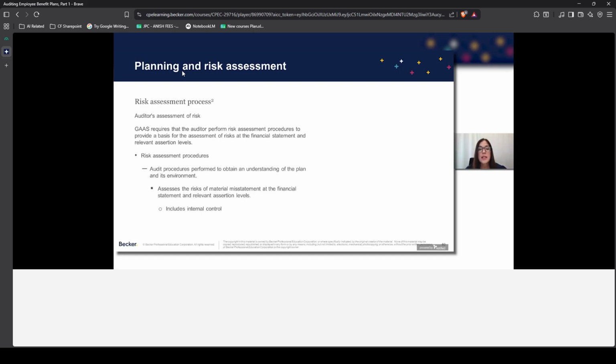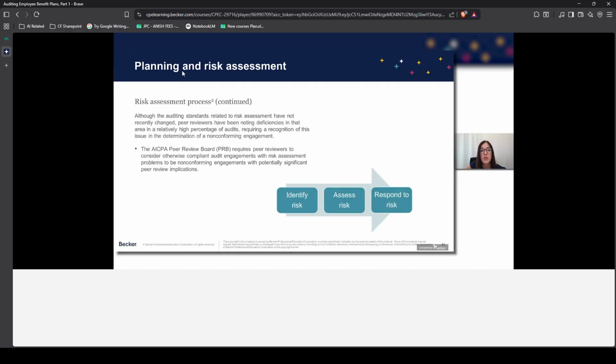With the risk assessment procedures, we're performing procedures to obtain an understanding of the plan and its environment. One of the reasons we do that is, again, to identify potential risks at both the financial statement level and the assertion level. And this is going to include obtaining an understanding of the plan's internal controls.